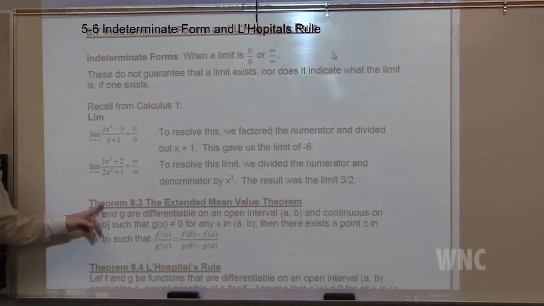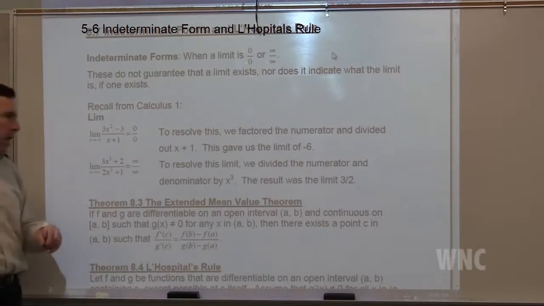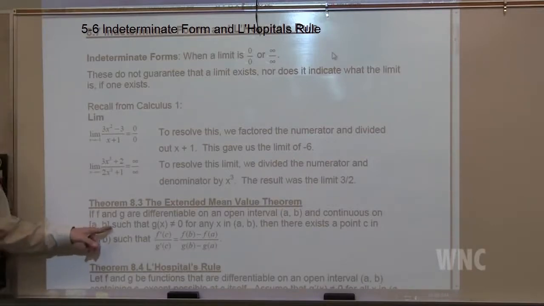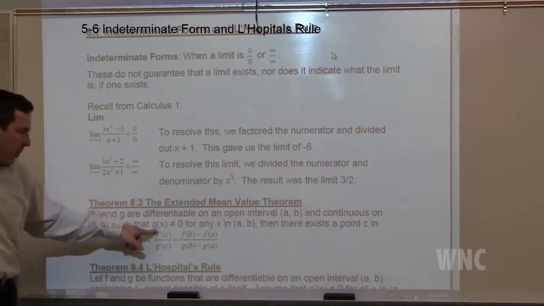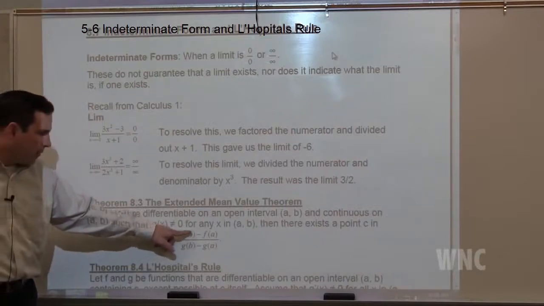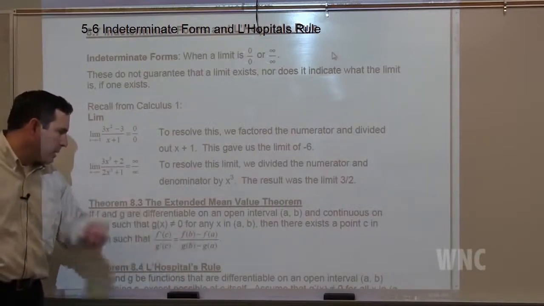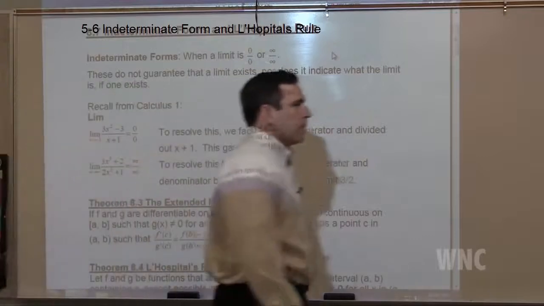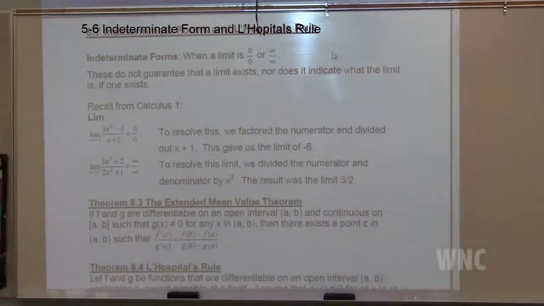Theorem 8.3, Extended Mean Value Theorem. If f and g are differentiable on an open interval (a, b) and continuous on the closed interval [a, b], such that g of x is not equal to 0 for any x in (a, b), then there exists a point c in (a, b) such that f prime at c over g prime at c is equal to f of b minus f of a over g of b minus g of a.